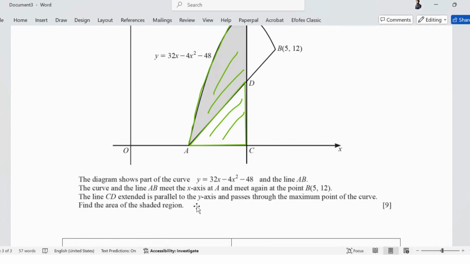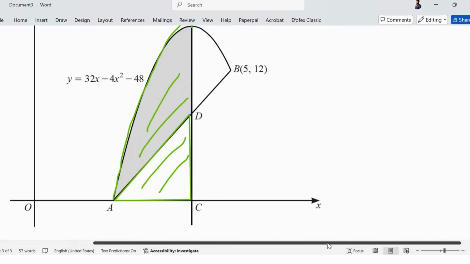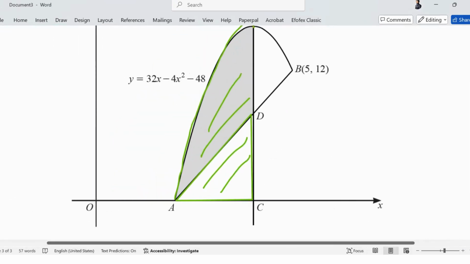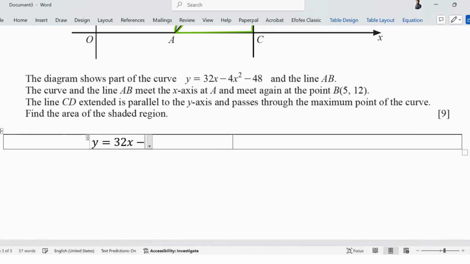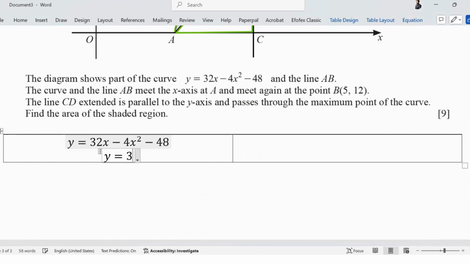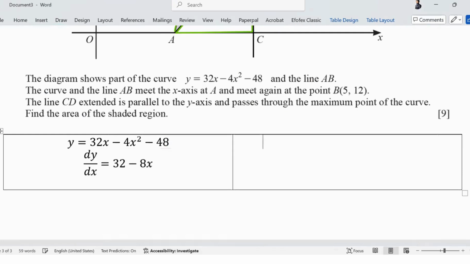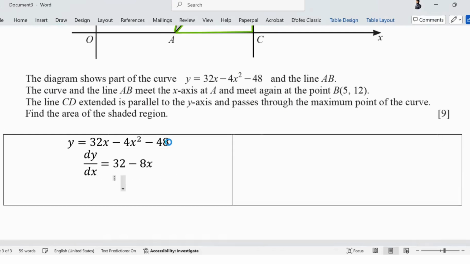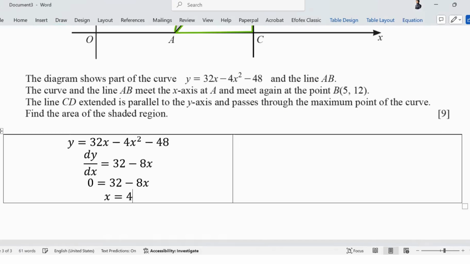How will we find the x coordinate of C? It is the maximum point of the curve, so that could be found by differentiating the equation of the curve. What is the equation of the curve? y = 32x - 4x² - 48. Sorry, dy/dx is 32 - 8x. So the derivative is 0: 32 - 8x = 0. So the value of x is 4. So the x coordinate of C is 4.